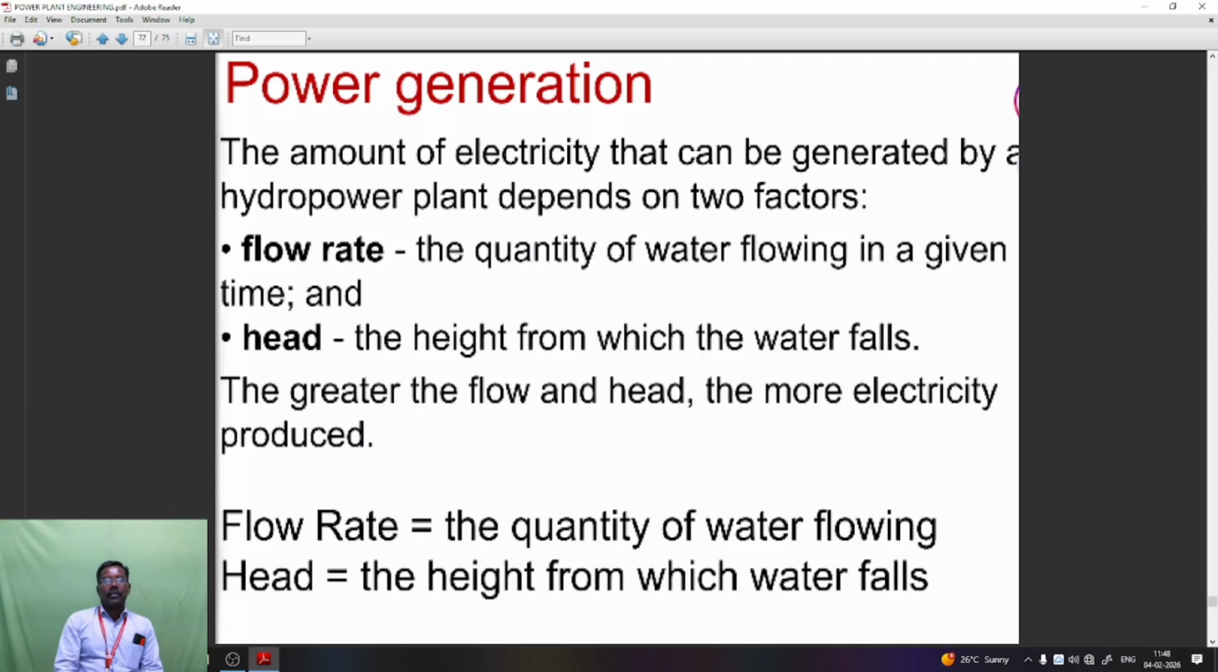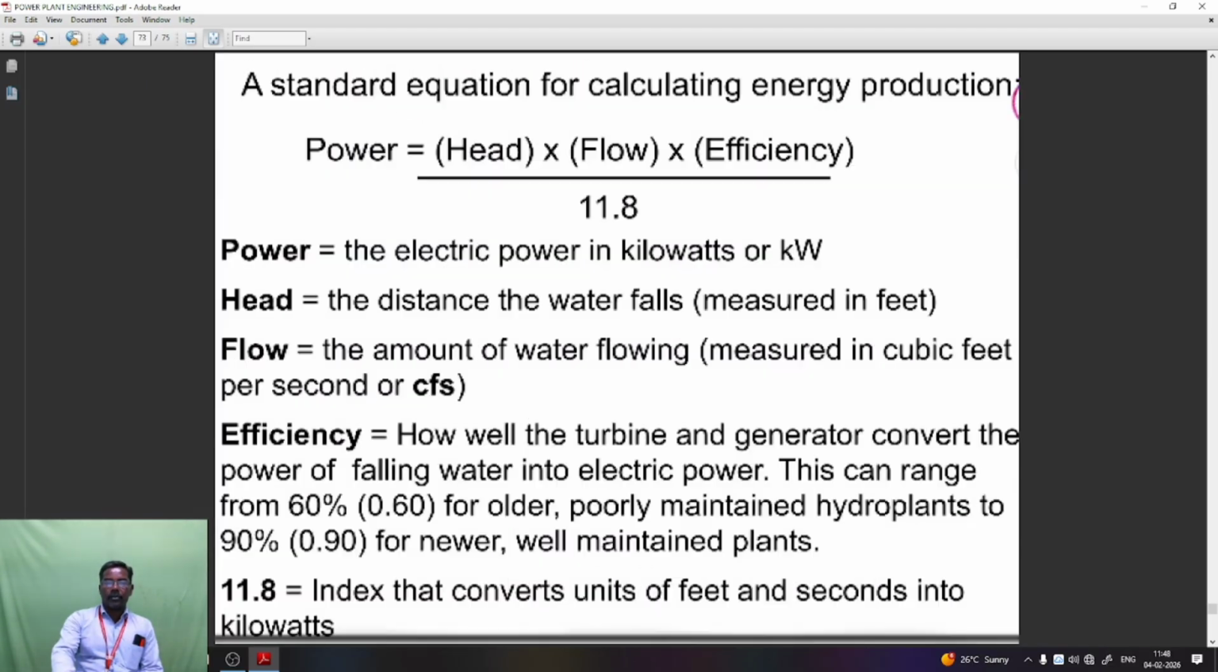Power generation. The amount of electricity that can be generated by a hydro power plant depends on two factors. Flow rate, the quantity of water flowing in a given time. Head, the height from which the water falls. The greater the flow and head, the more electricity produced. Flow rate, the quantity of water flowing. Head equals the height from which water falls.